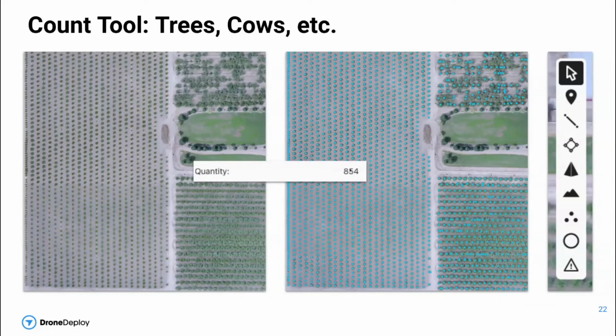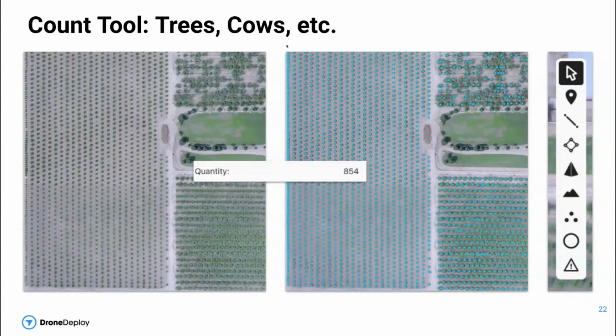They have 854 trees just in a really small section of their farm here. And they fly this over time and see which trees have died, where they need to replant. This is their matter of record for their growth. Again, just another tool on the DroneDeploy toolbar.